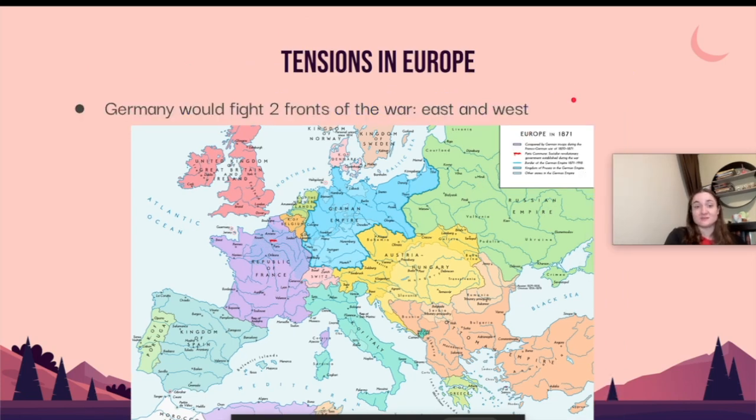Yeah, because if they go to war at the same time, Germany would have to fight two fronts, okay? They would have to fight Russia in the east and France in the west.